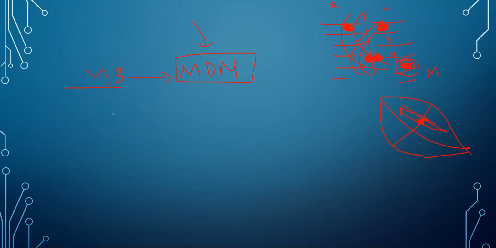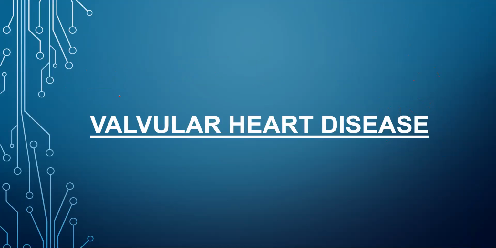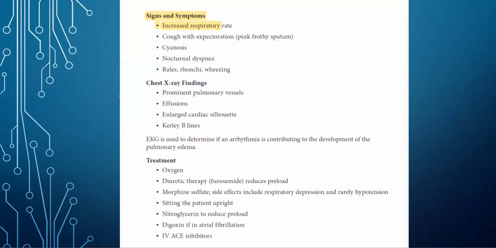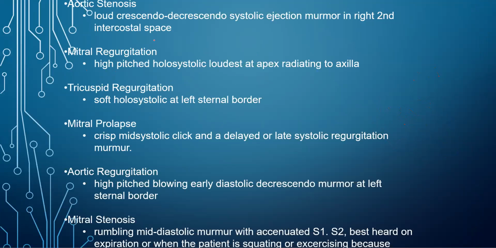Now, how can we memorize or remember it? What is the opposite of MS? If you come in here, these are all the valvular disorders. So you have aortic stenosis, mitral regurgitation, all of it. You have aortic regurgitation.